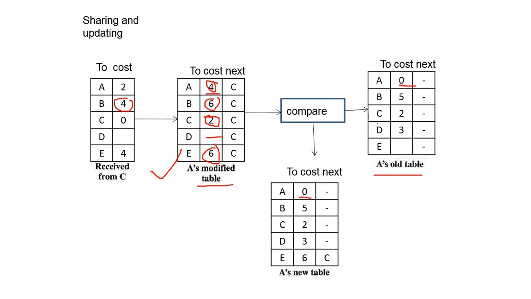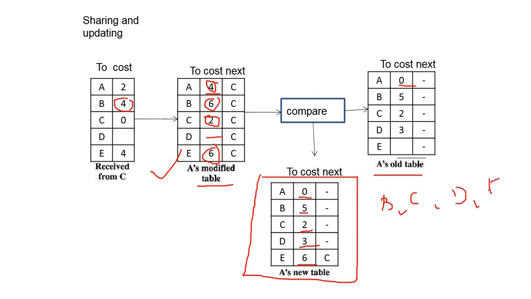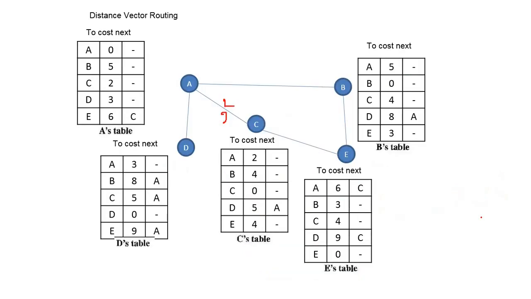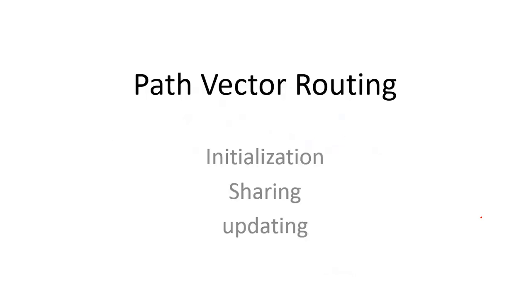Here 6 and 5, so the minimum is 5, we will choose 5. Here 2 and 2, so we will choose 2. Here unknown and 3, so we will choose 3. Here unknown and 6, so we will choose 6. So that is our final table we will get by distance vector routing. Same thing, we can create this type of table for the other nodes B, C, D and E. So finally all unknown places we will be able to find. So that is all about distance vector routing.